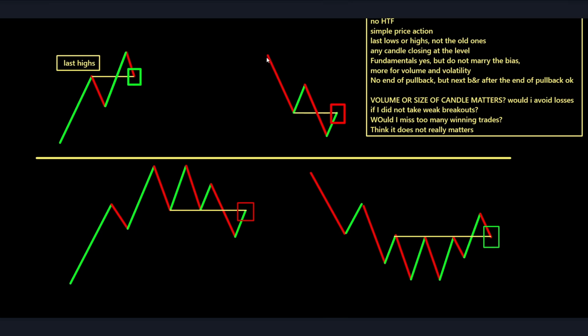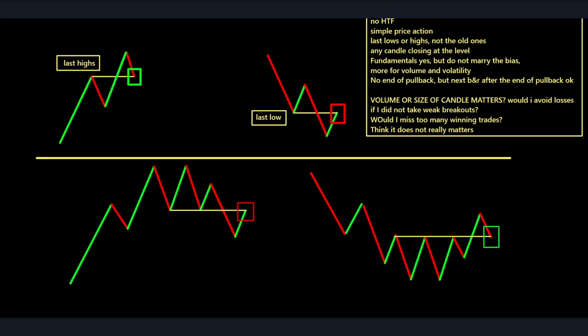Same is happening on the bearish side. The price is trending bearish, breaks the last low. This is the last low. There you go, retest it. A candle closes over there. That's the setup. Doesn't matter where it goes next. Why do I say the last low and not just simply the previous low? You want to take the retest of this last low and not the retest of these previous lows.